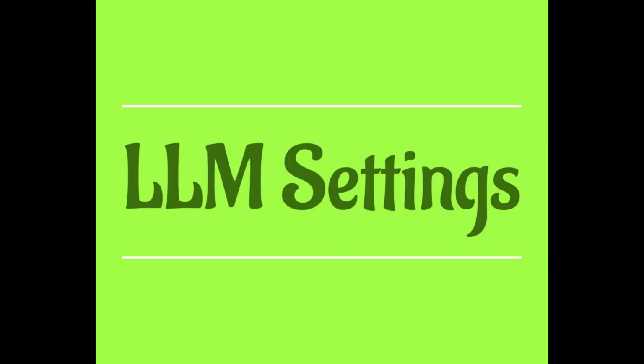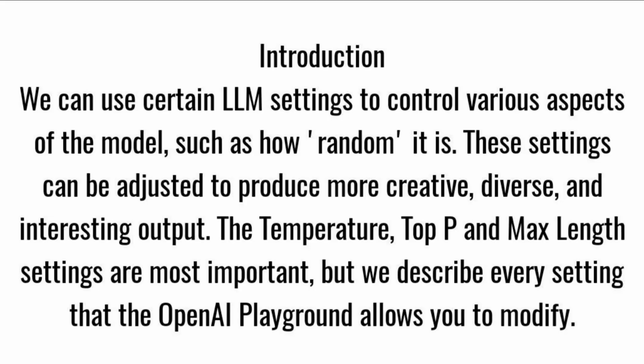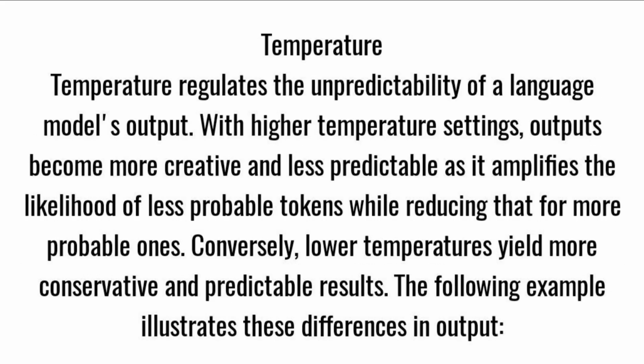LLM Settings. Introduction. We can use certain LLM settings to control various aspects of the model, such as how random it is. These settings can be adjusted to produce more creative, diverse, and interesting output. The temperature, top P and max length settings are most important, but we describe every setting that the OpenAI Playground allows you to modify.